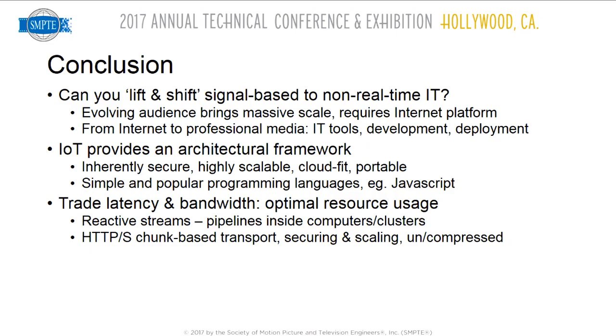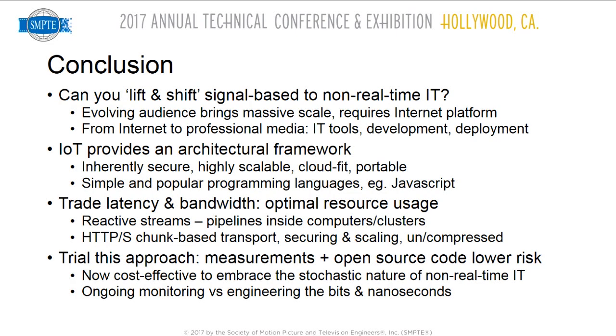We can use techniques from big data like reactive streams to make optimal resource usage, and we have an opportunity to use HTTPS chunk-based transport to complement other transport protocols. And that seems to work really well on 10 gigabit and better networks, including in the cloud.